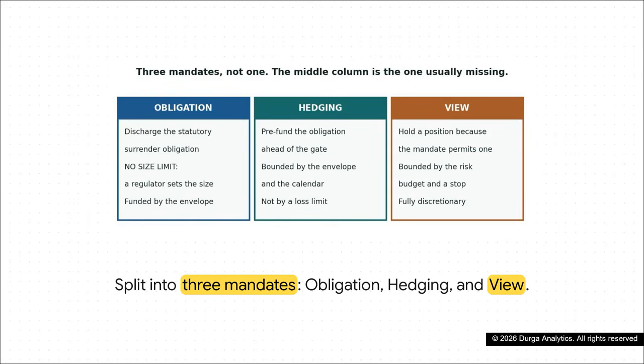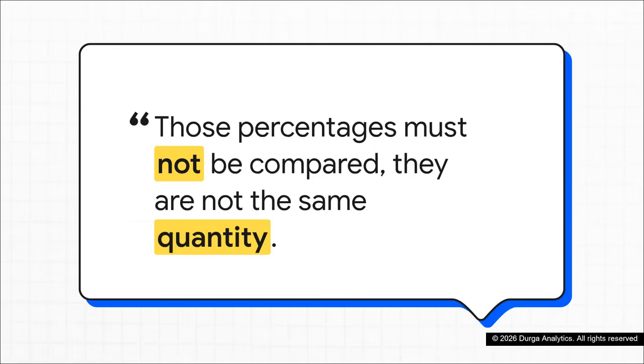If your desk's mandate just says, you may hold no more than X, without distinguishing compliance from speculative use, your mandate is broken. Which brings us to a massive structural flaw I see all the time in capital allocation: applying return on risk capital, or RORC, to a compliance book. It's a total category error.